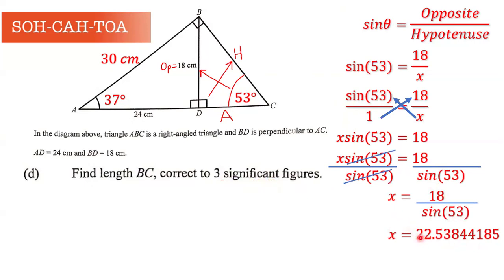This is a significant figure. This is the first one. This is the second significant figure. And 5 is the third significant figure. We look at the number to the right of 5, and that is 3. So once it's less than 5, we cannot round up. And so we just have it as 22.5. So x is equal to 22.5, which means that the length BC, correct to three significant figures, is 22.5 centimeters. And that's the answer. BC is going to be equal to 22.5 centimeters. And that's the answer to this question.